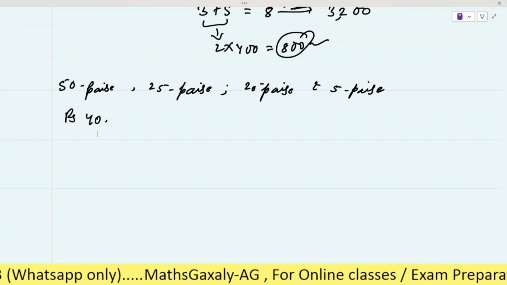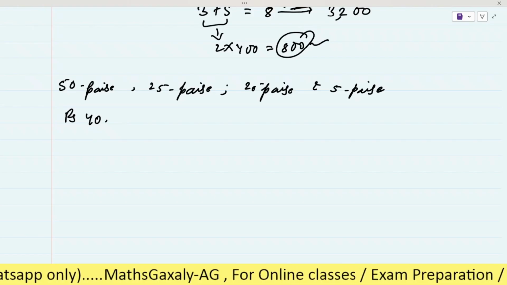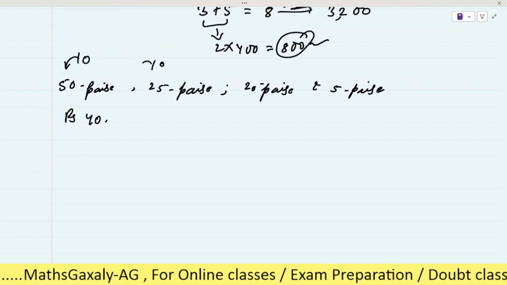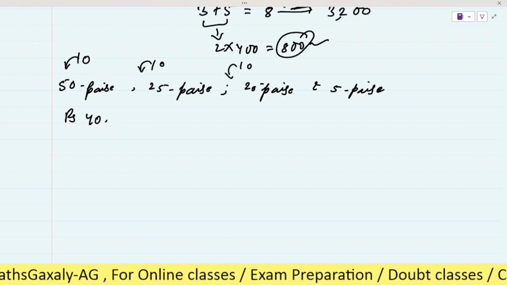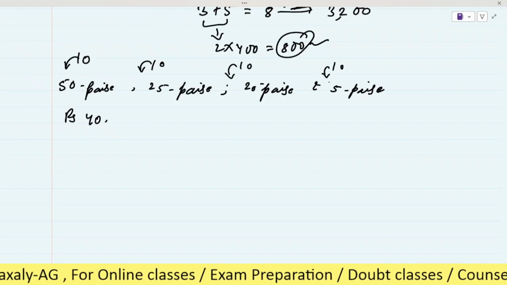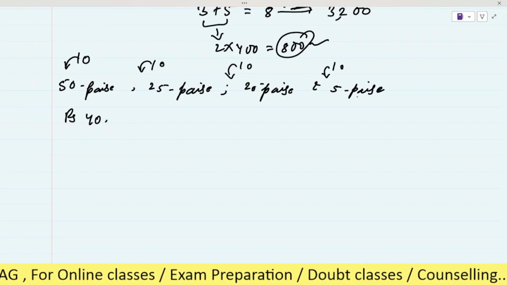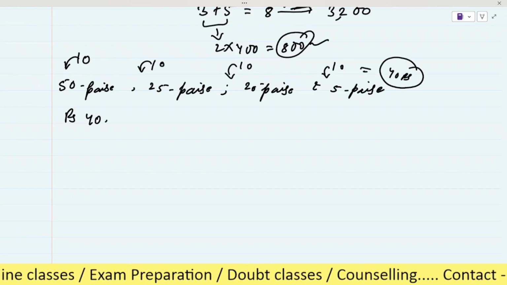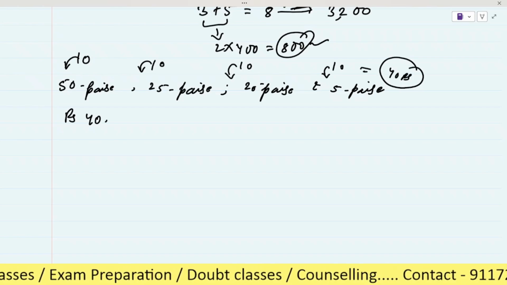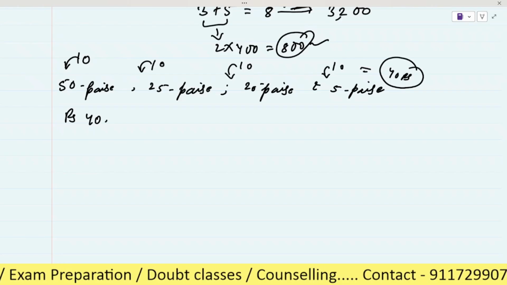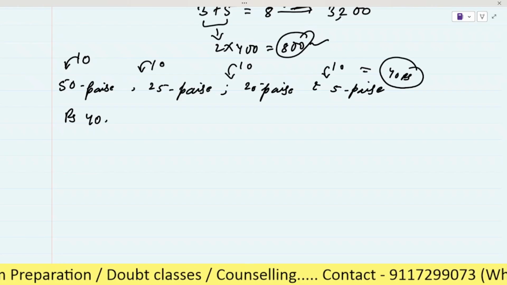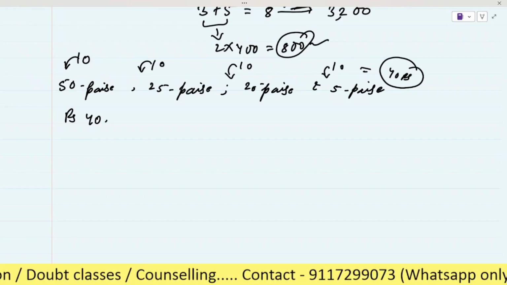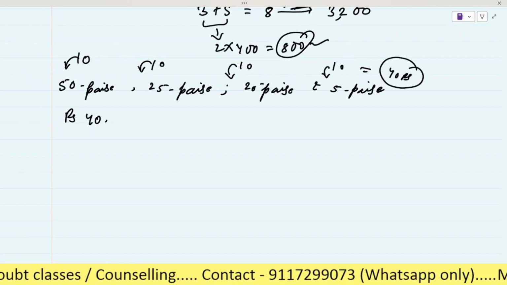No, not like this. Suppose it is 10 coins of 50 paise, 10 coins of 25 paise, 10 coins of 20 paise and 10 coins of 5 paise, then when you add all these it will give 40 rupees. So you have to find the number of coins. As it is saying here, how many coins of each type are there. Each type means the number of coins of 50 paise, 25 paise, 20 paise and 5 paise also.